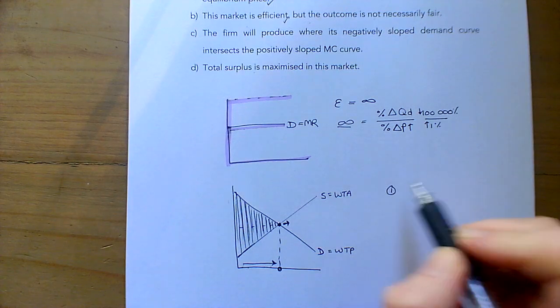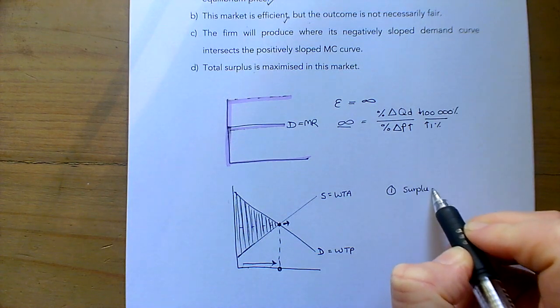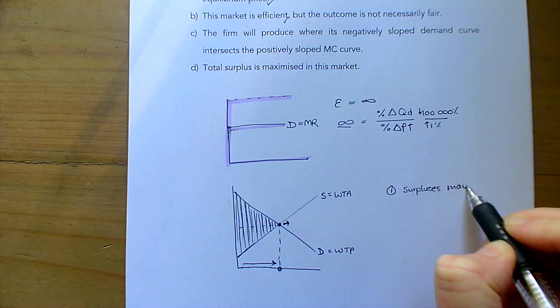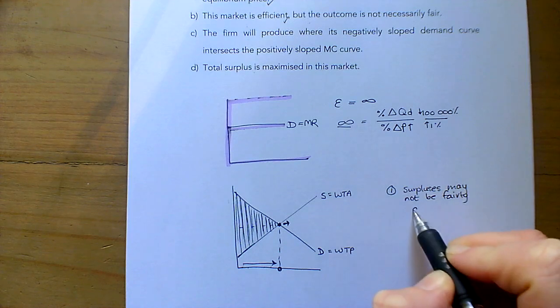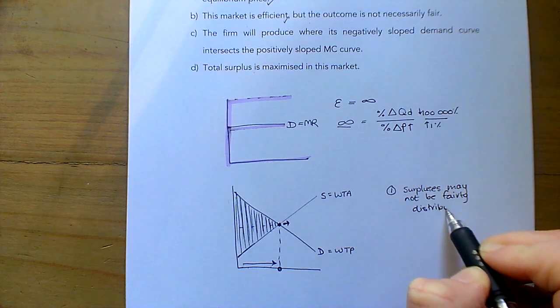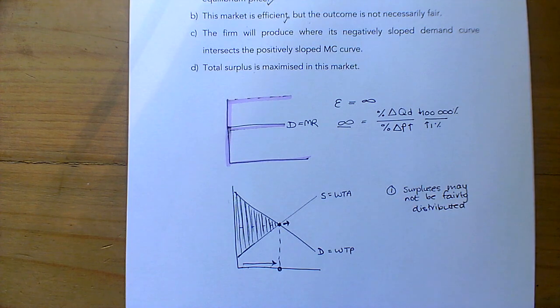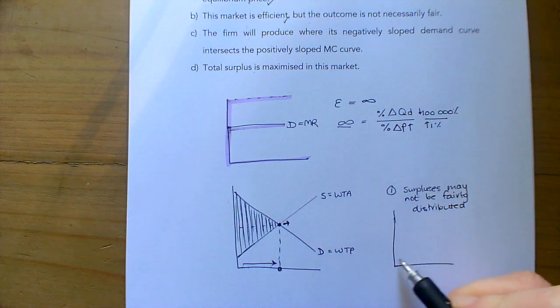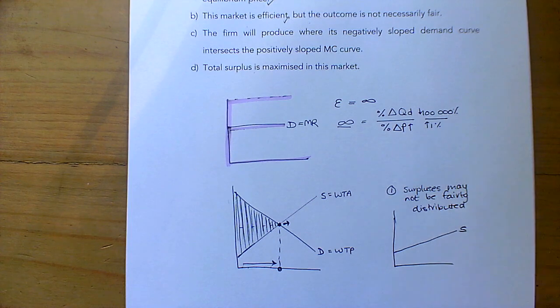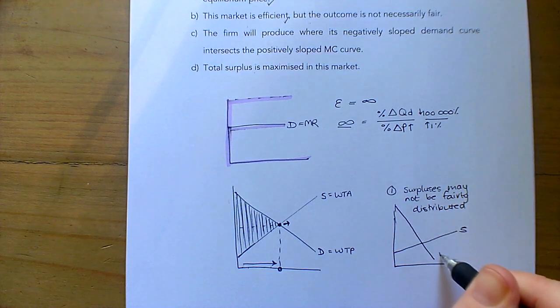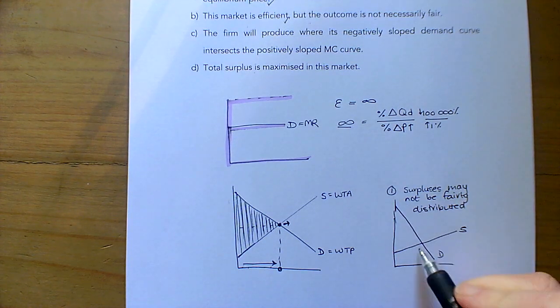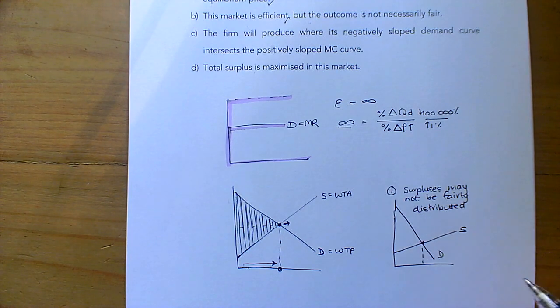And the one reason is because surpluses may not be fairly distributed. So just to give you an example, let's say that supply is quite elastic, so the supply curve is flat, and let's say that demand is quite inelastic, so it's very steep. This would be the market equilibrium.